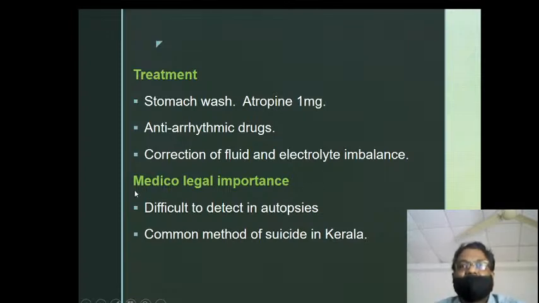Coming to the medico-legal significance, these alkaloids are difficult to detect. This is the most common method of suicide in Kerala. All internal organs are congested at postmortem, and it is very difficult to detect even by autopsy. Please remember, it is the commonest method of suicide in Kerala because this plant grows widely in Kerala.